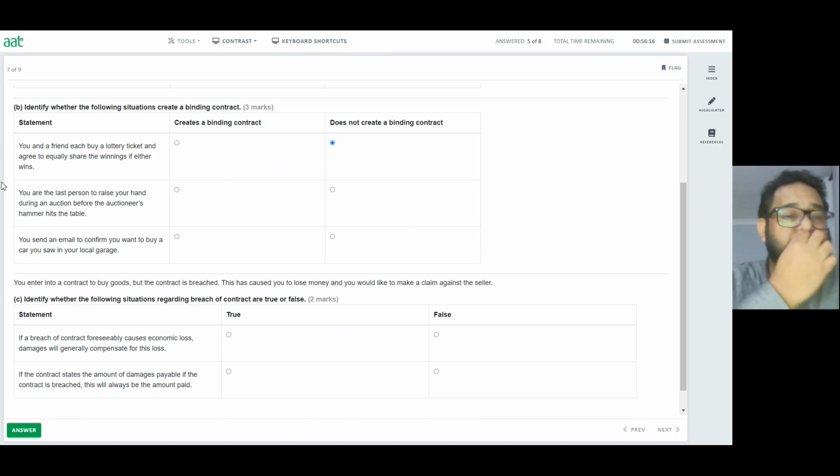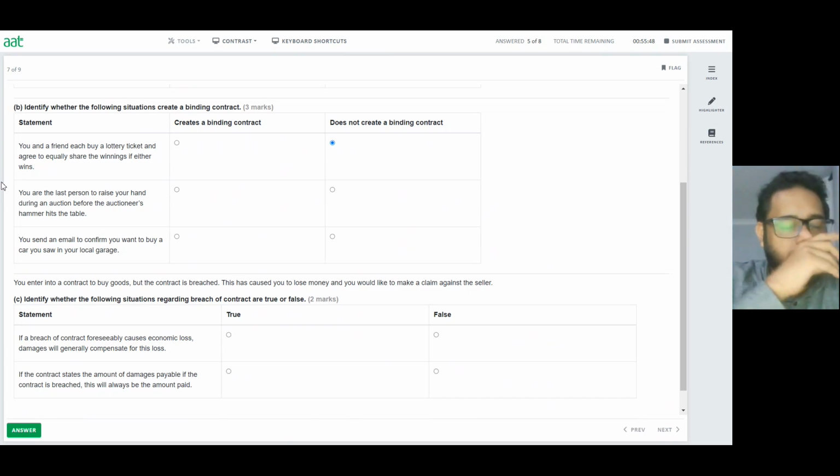You are the last person to raise your hand during an auction before the auctioneer's hammer hits the table. When you enter the auction hall, you are basically entering a binding contract when it comes to bidding at an auction. You say, yeah, it's mine, £1,000, and no one else proceeds to give a higher price.